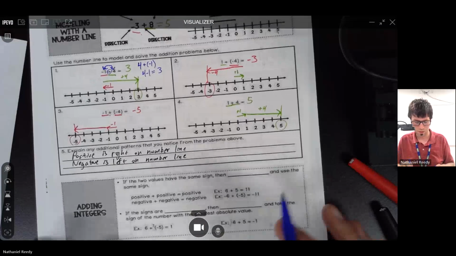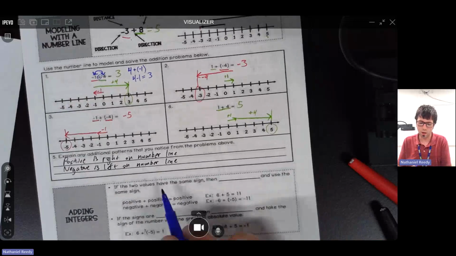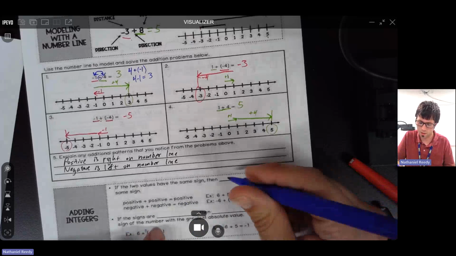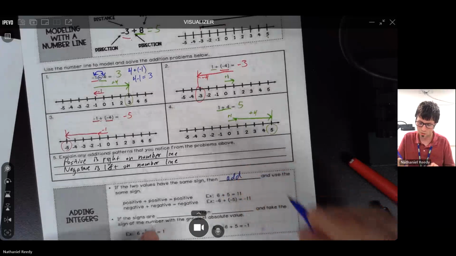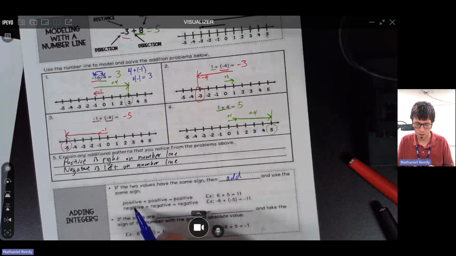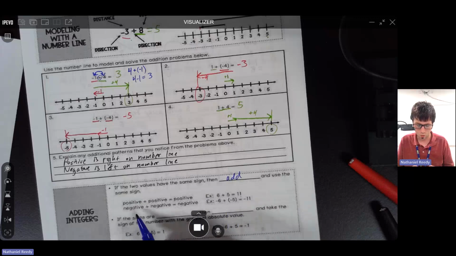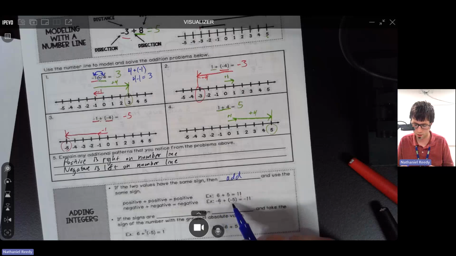Okay. Let's look at this little hint box. If the two values have the same sign, then blank and use the same sign. So if the two values have the same sign, then you can just add the two numbers together and use the same sign. For example, a positive plus a positive is a positive number. 6 plus 5 is 11. Or a negative number plus a negative number is a negative number. Example is -6 plus -5 is -11. So 6 and 5 both have positive signs, I get a positive number. -6 and -5 have negative signs, I get a negative number.